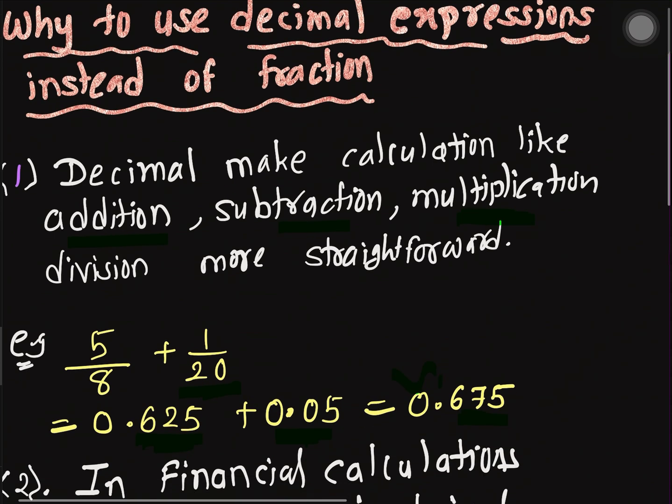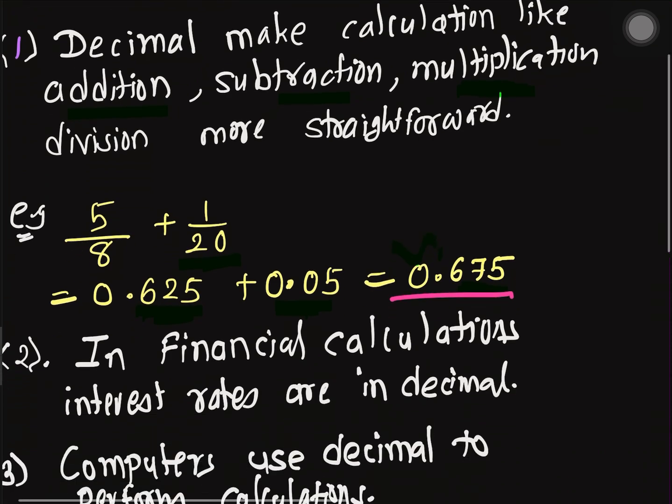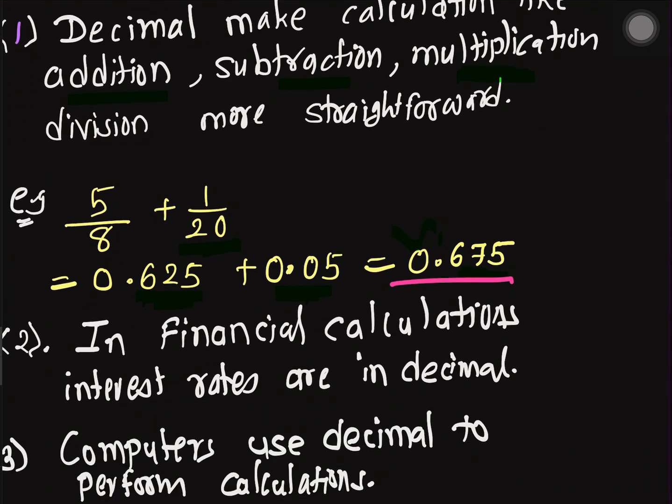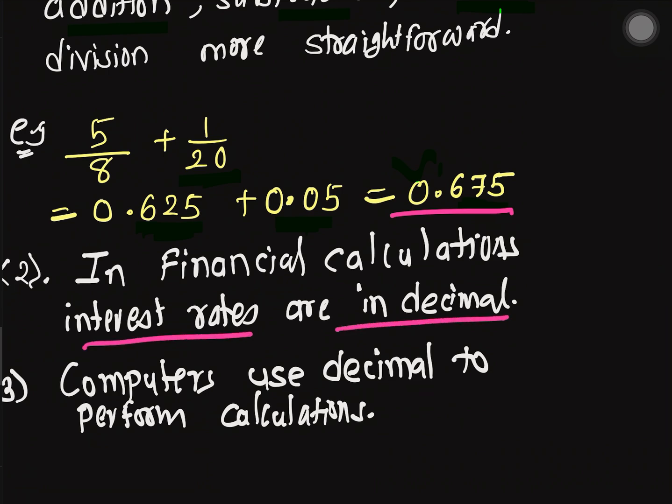So what are the uses of decimal expressions? In some calculations, decimals are useful. Why? Because they make calculations easy. For example, 5 by 8 plus 1 by 20, you will get quick results if you use decimals like this. And in financial calculations, decimals are useful. For example, interest rates are in decimals. Computers use decimals to perform calculations.